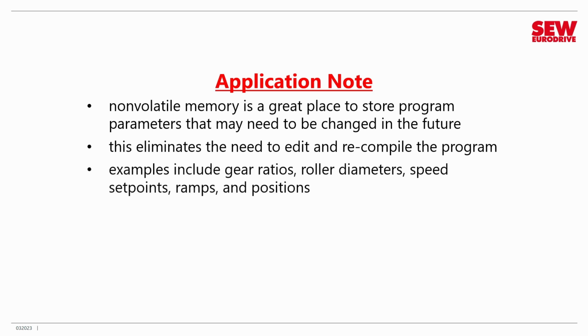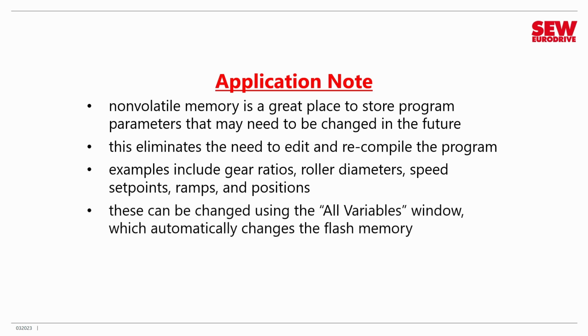So kind of things people often put in non-volatile memory would be things like gear ratios, roller diameters, speed set points, ramps, positions, things like that. Now, how do you do it? Remember, you can modify flash memory with the All Variables window. If you edit those locations, H0 through H127, it will automatically flash the memory. So that means a user, instead of having to mess with the code, just has to go into the All Variables window and change a few memory locations. This is a more elegant way to get around having to change constants in the program. This may be something down the road for the senior project program you may want to play with.